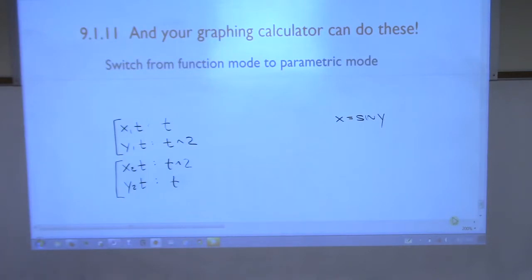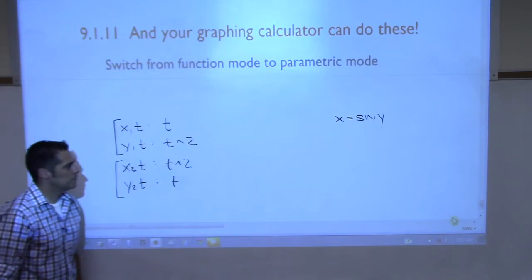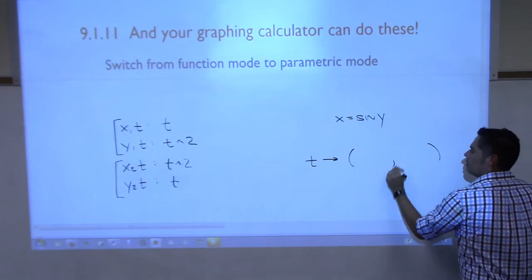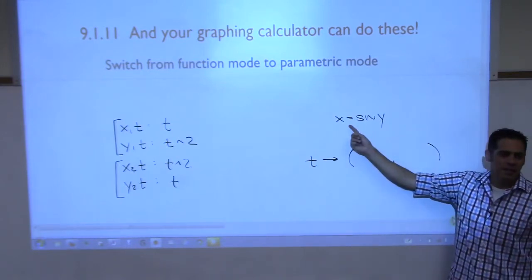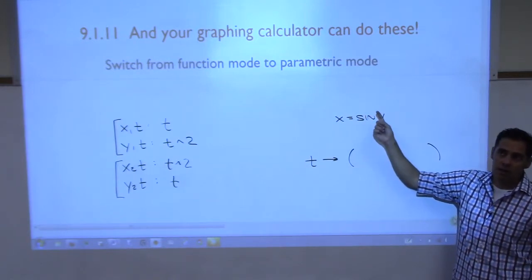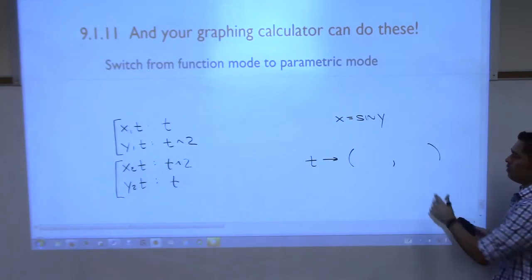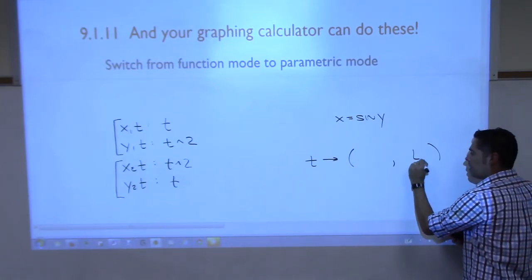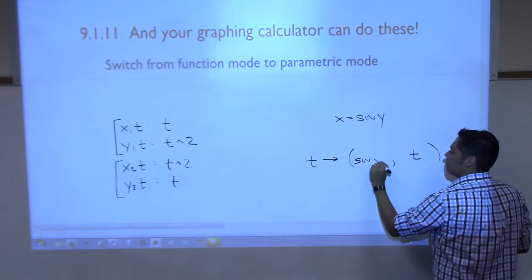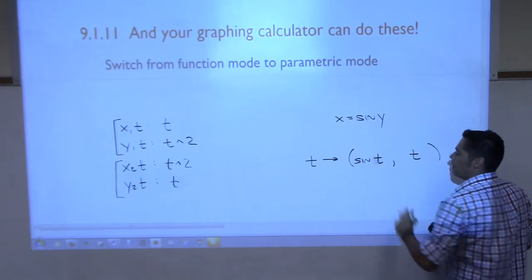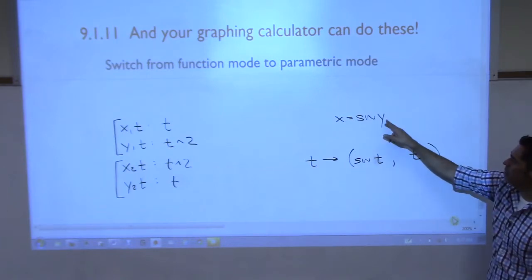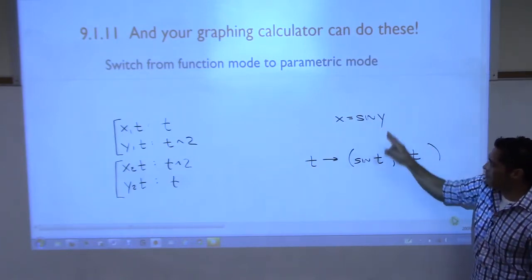Sine y. I don't know what happened here. So if I want to graph this, this is a traditional function of y, right? Not a function of x. So whenever we want to do functions of y, we always let the y be t and the x be the function of sine t. Sine t, yes. Like that. So t is y, so that's a t, so x is sine of t.